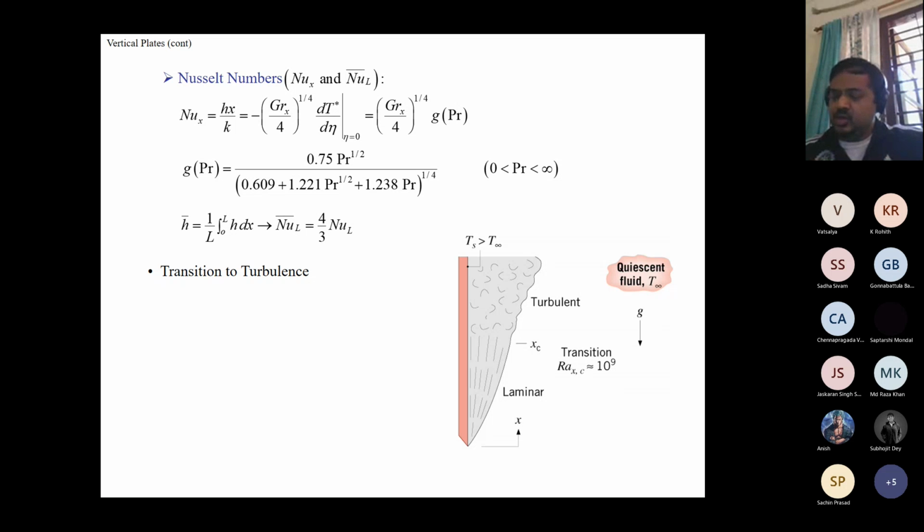Next, so this is the local Nusselt number at any x. If the height of the plate is capital L and you want to find out the average Nusselt number, then you have to find it out in this manner. Okay, h bar is 1 over L integral of h dx, and so you work it out and you will see that the average Nusselt number is 4/3 times the Nusselt number at the top, which is at x equal to L. For forced convection, we found it to be half, here it is 4/3.